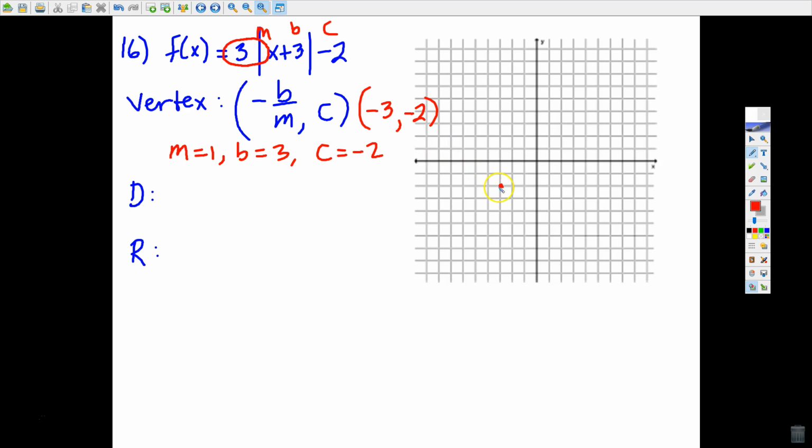And so from here, from this red dot, I'm going to do a positive 3 slope and a negative 3 slope. I'm going to do that one more time. Positive 3, up 3 right 1, and up 3 left 1. And that is how I'm going to draw the V.